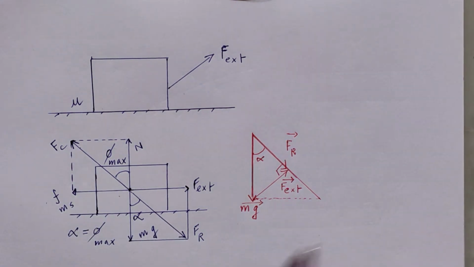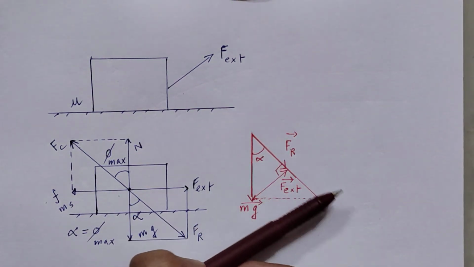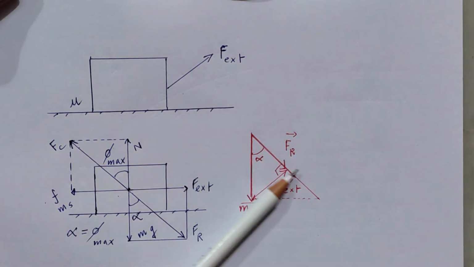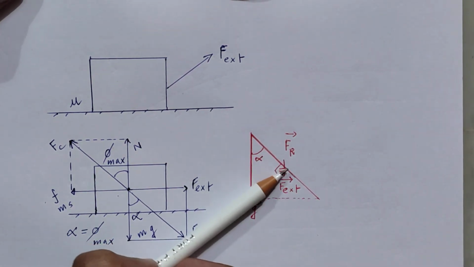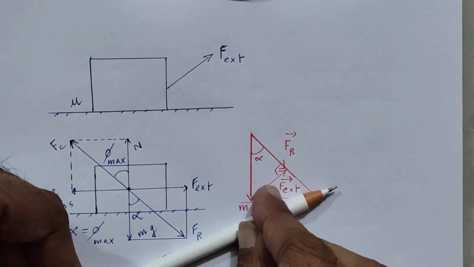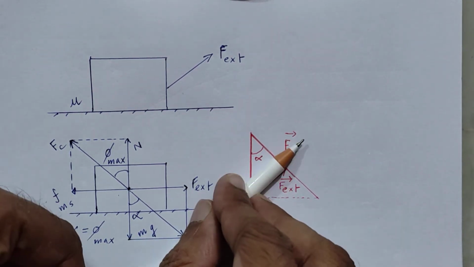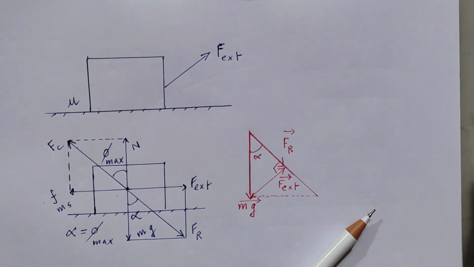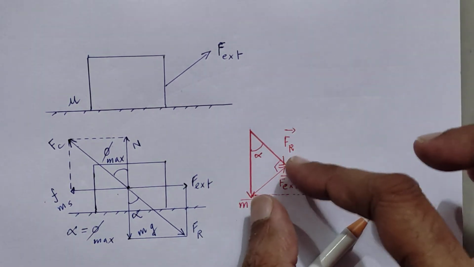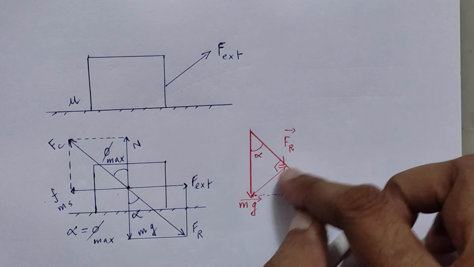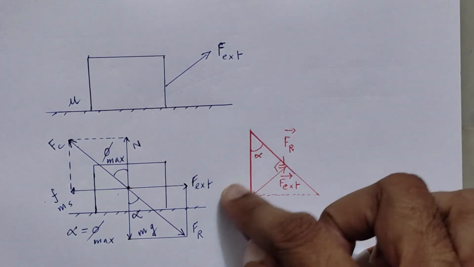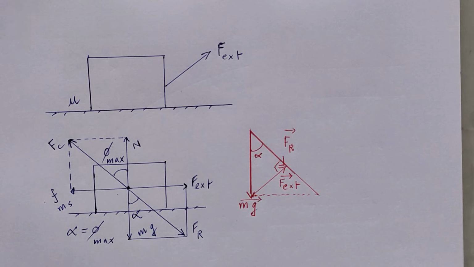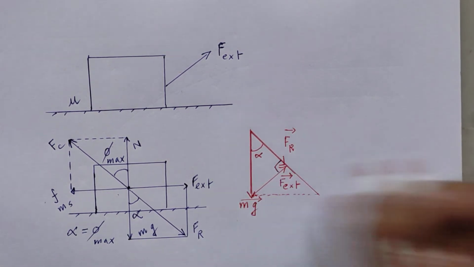Please understand this. This F external can vary, it can be like this, like this, it can be anything. But will it be minimum? This arrow's length is minimum only under this condition, when it is connected with this line at an angle of 90 degrees. I am teaching you the simplest method to solve this problem. So this is 90 degrees.